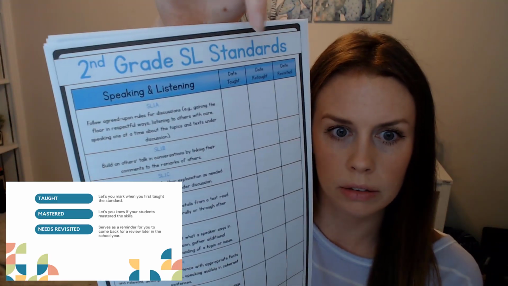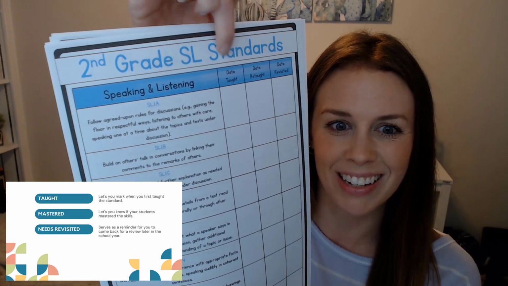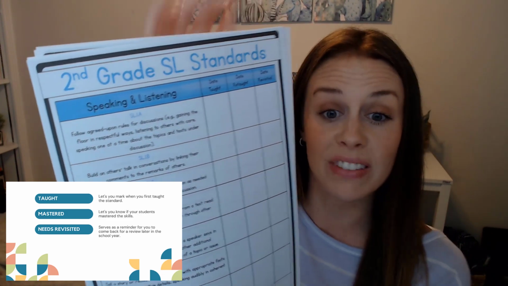Throughout the video, I have talked about these 3 columns, which are here. In these 3 columns, there is date taught, date retaught, and then date revisited. So when you are teaching a standard, most typically you are going to want to try to teach it twice in a year, especially if it is a bigger standard.